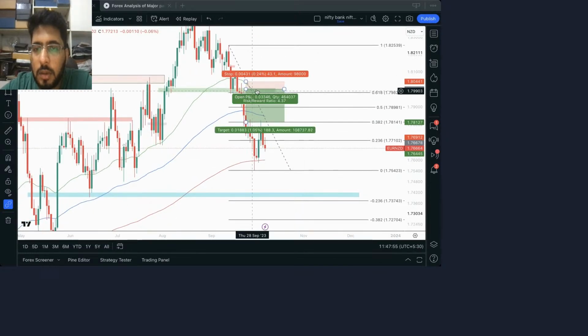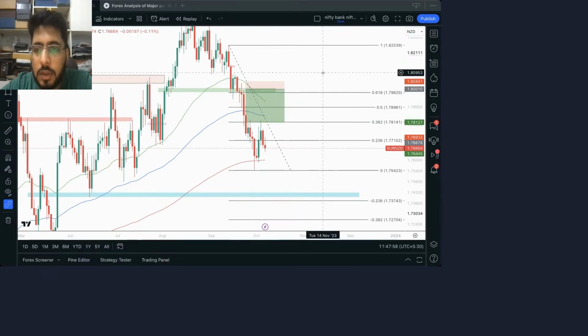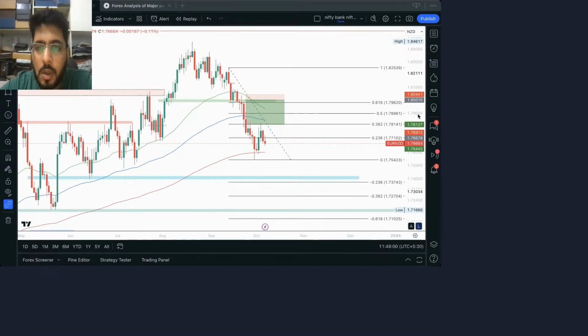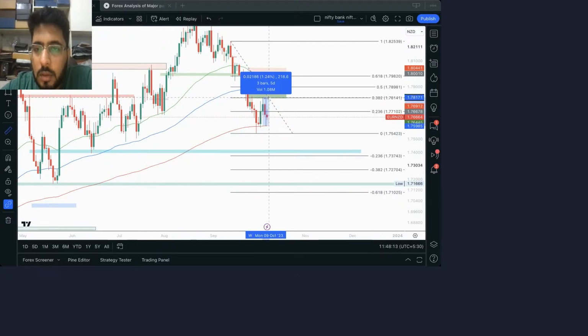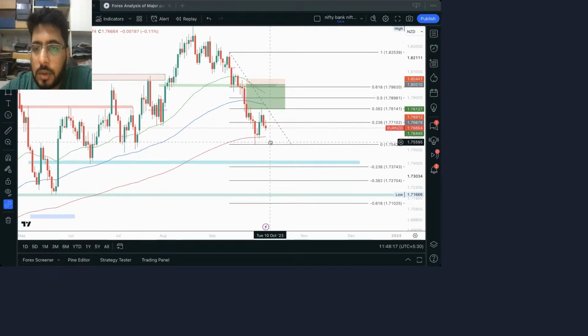On EN, I have marked a zone over there already, which is in my list at the 200 EMA on a daily time frame. It gives support and pullback, and it gave almost, I think, a 200 pips move. So it's a good move.